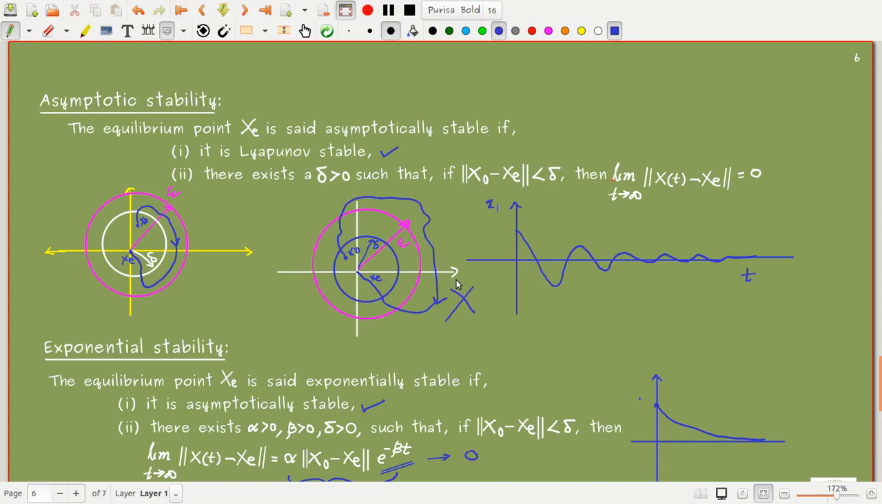This system is not asymptotically stable. So the Lyapunov stability condition has not been satisfied here. It has gone out of the epsilon ball. So this is in fact the stable condition and asymptotically stable condition. So this should be clear to you. That means this trajectory should not go out of the epsilon ball. That is why we have given this Lyapunov's first condition here.